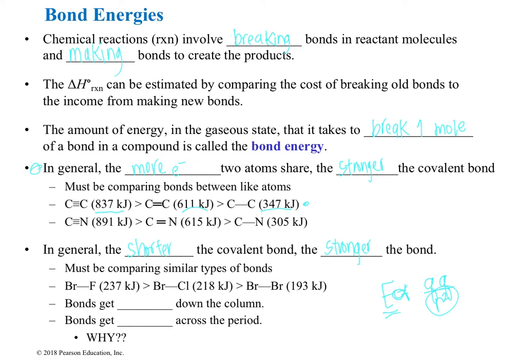So bonds are going to get weaker as you go down the column, or less strong, because your distance is getting bigger, so your energy is going down, and they're going to get stronger as you go across, because your radius is getting smaller, so your energy is going to go up.